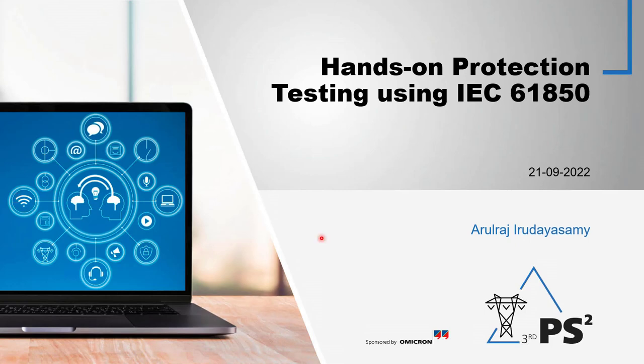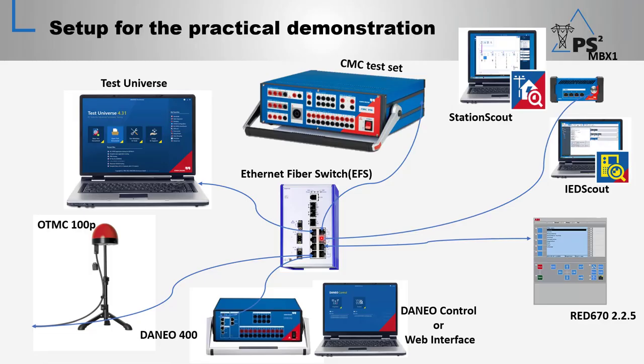Hello and welcome everyone for the session on hands-on protection testing in an IEC 61850 environment. For this protection control and automation application testing in an IEC 61850 environment, we use this small setup. The IED under test is an ABB Hitachi Energy make, version 670 2.5.